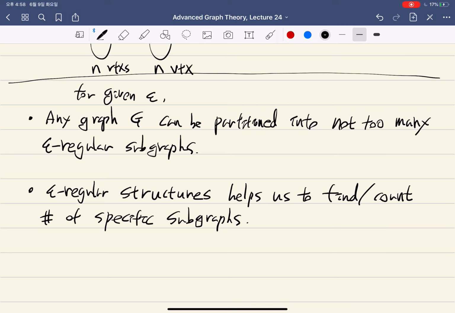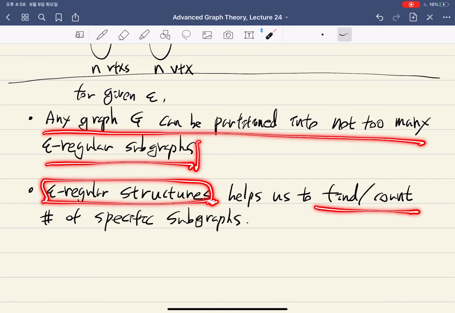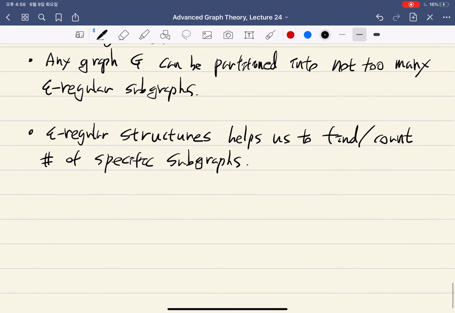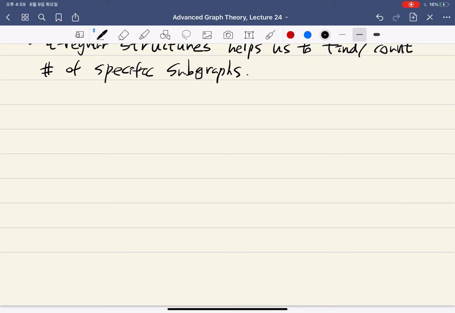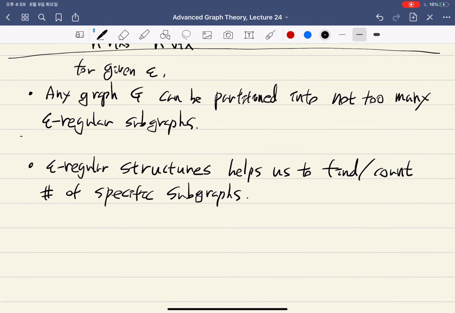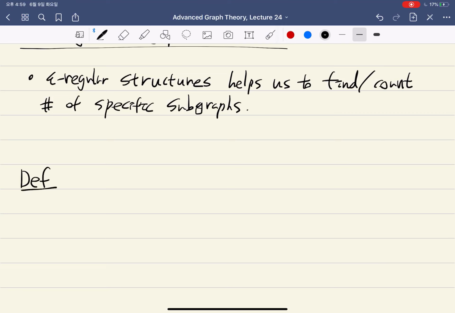If you want to find a certain subgraph H inside of G, then roughly you can decompose this G into many epsilon regular subgraphs, see how the decomposition gives certain structure, and then use that structure to actually find or count the number of H's inside of G. So this too provides us some framework to find a certain subgraph H inside of G. So let's first see what it means that we can partition a graph into epsilon regular subgraphs. For that, let's introduce some terminology.